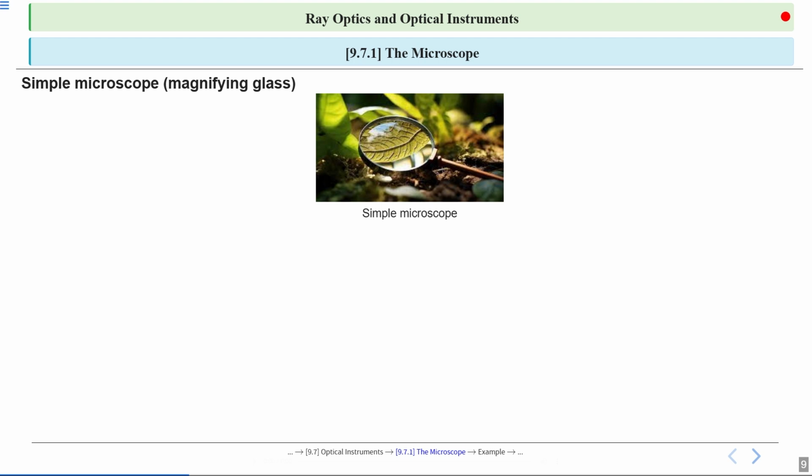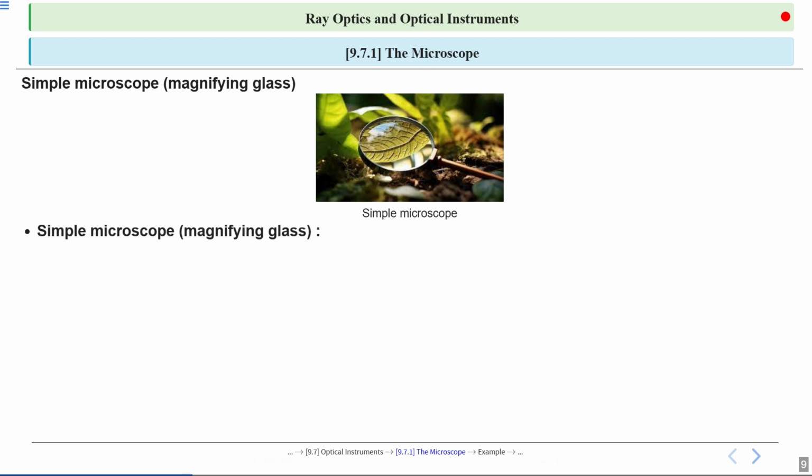So now we will discuss the microscope in this lecture. We will discuss two types of microscopes, simple and compound. Here we have an image of a simple microscope. Notice its compact design, which is essentially a single converging lens, a single convex lens. This image helps us visualize the basic structure of a simple microscope, which is crucial for understanding its function.